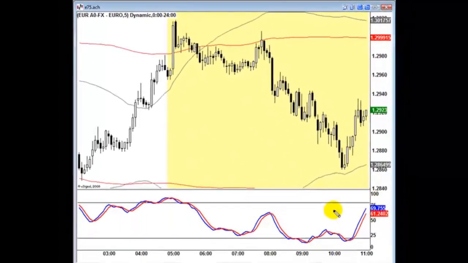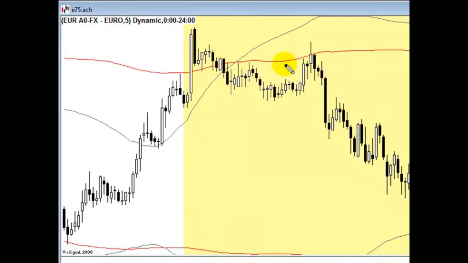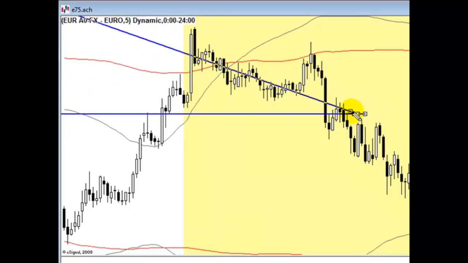And there goes our trade. It's still going up, which is nice, which again just confirms the system.